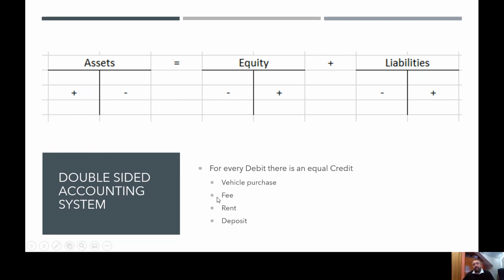Okay, let's look at a fee. If a client pays a fee, what will happen? You will have an asset T account, which is the bank. If clients pay money into your business bank, then your business bank will increase. So let's say 10,000 Rand. So your business bank will increase by 10,000 Rand.